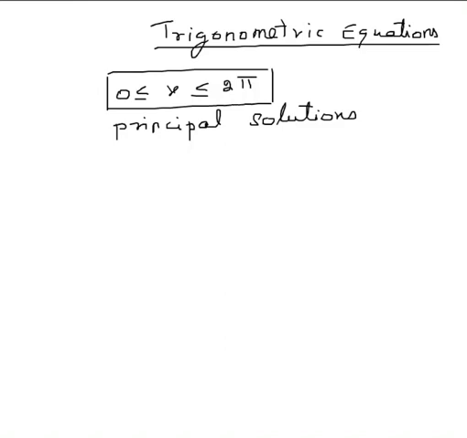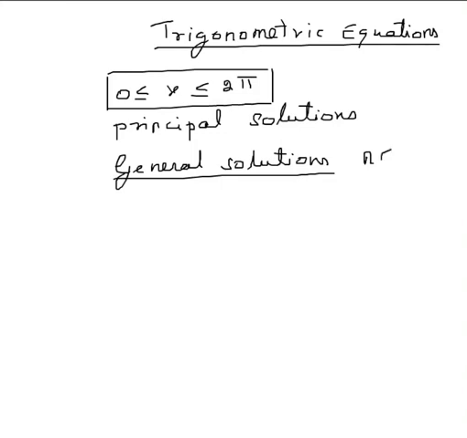Whereas if you write infinitely many solutions for a trigonometric equation, that is called general solution. Infinitely many solutions can be written. So the general solution involves the unknown quantity n, where n can take any integer value.